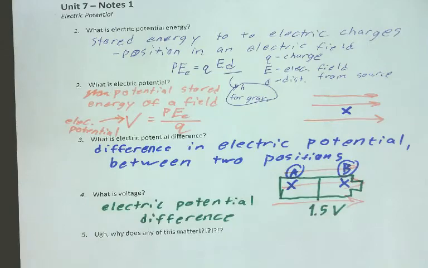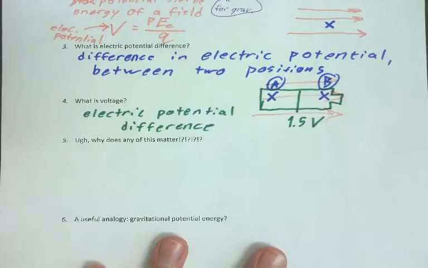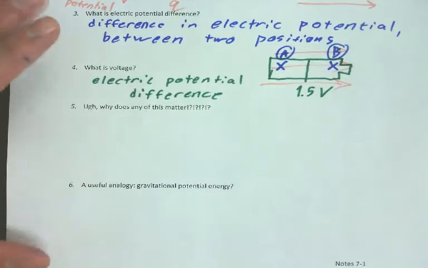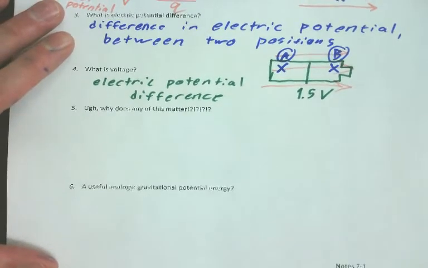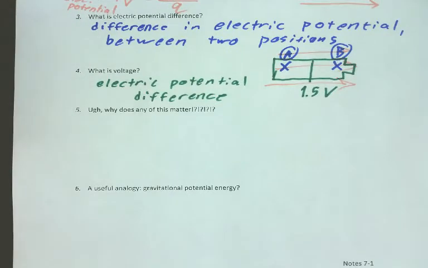Which brings us to number 5. Look, we're almost done. There's no back page. Snap. I know. All right, number 5. Ugh, why does any of this matter? That's a great question, annoyed physics student.